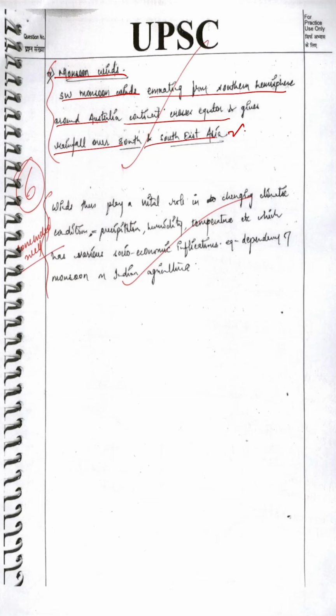Now as we see the conclusion, the winds thus play a vital role in changing the climatic conditions, that is precipitation, humidity, temperature, etc., which has various socio-economic influences. For example, the dependency of Indian agriculture on the monsoon. So this is related in a good manner, and a well concluded part is provided here. Okay, so we can see where the question is asking from and where it is affecting. So with the examples, Hemant has provided a good answer in this part.